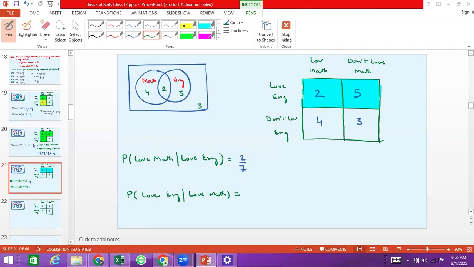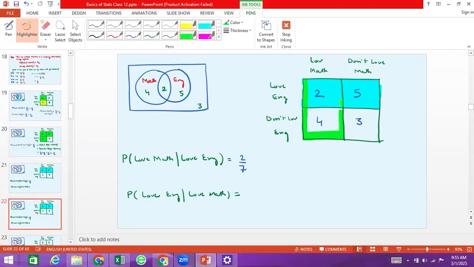Yeah. So it will be more or less like, let's say when I say that he loves math, he is already in this region. Now I'm saying that if he loves math, what is the probability that he also loves English? That is 2 by 6, that is 1 by 3.